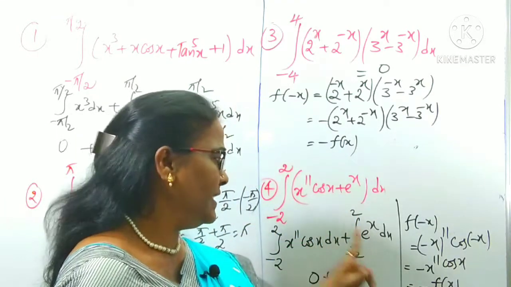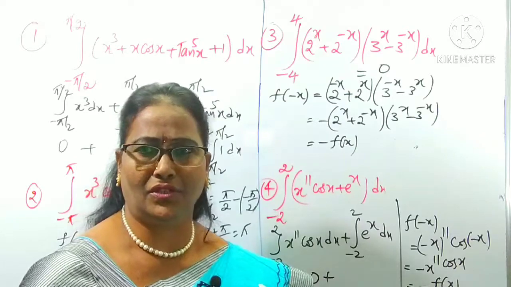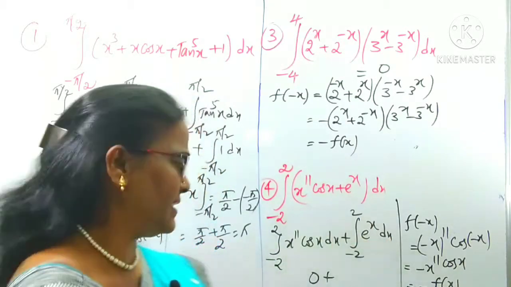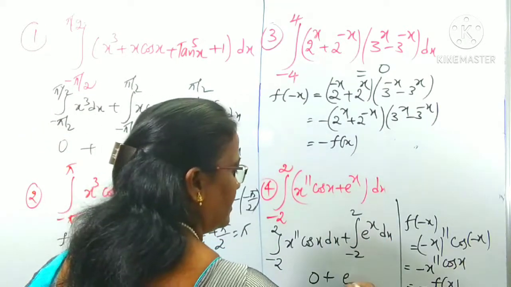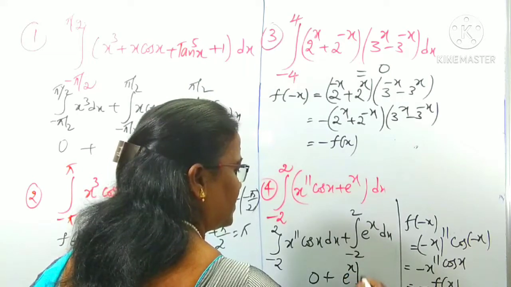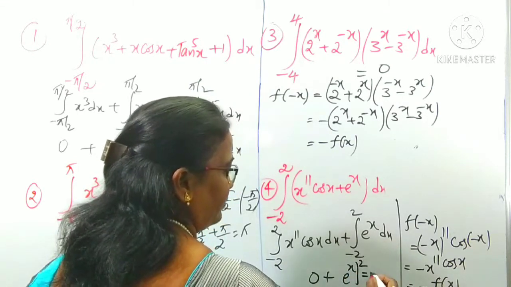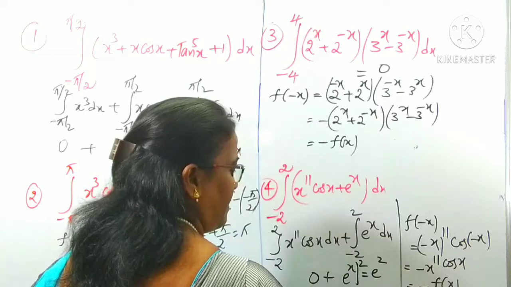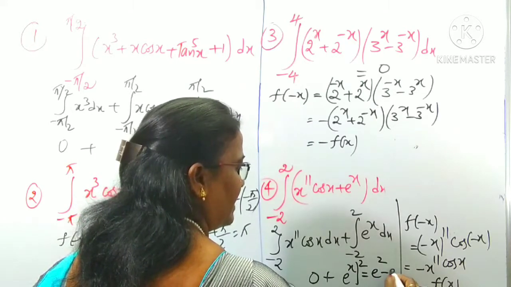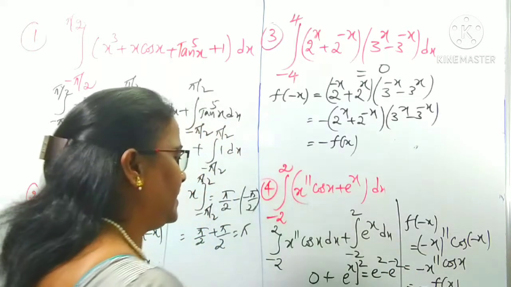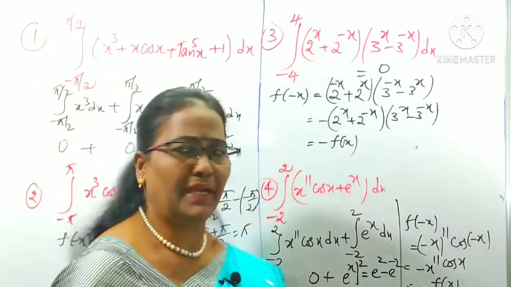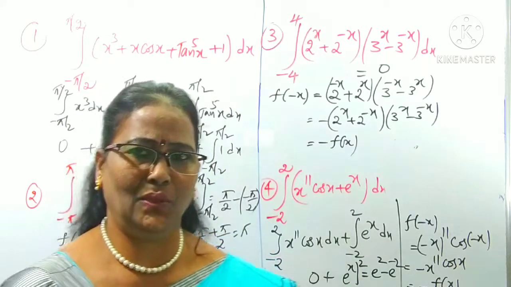Indirectly, we can find out this integral. This is neither an even function nor an odd function, so you know directly e power x integrates to e power x within the limits from -2 to +2. Therefore, this is e square minus e power minus 2, applying the upper limit and the lower limit.